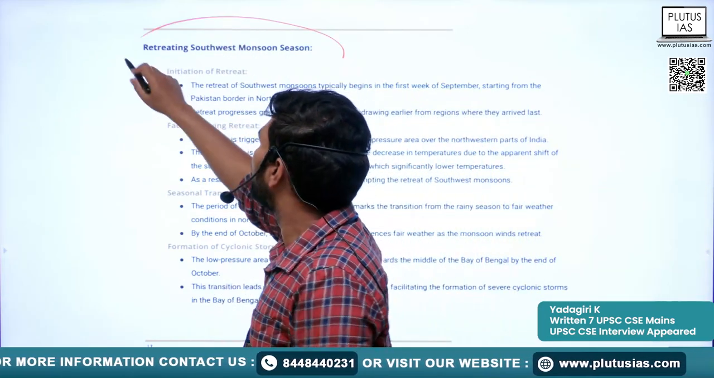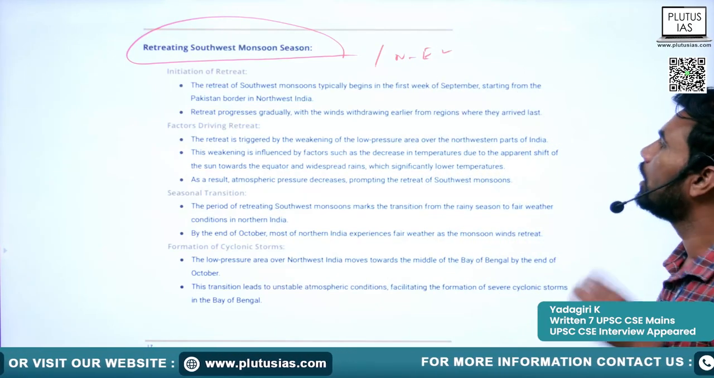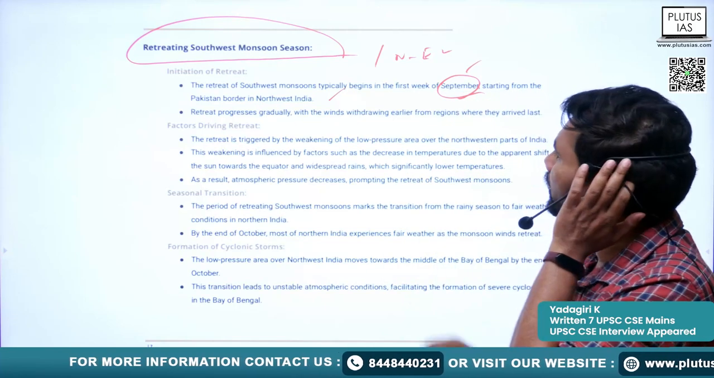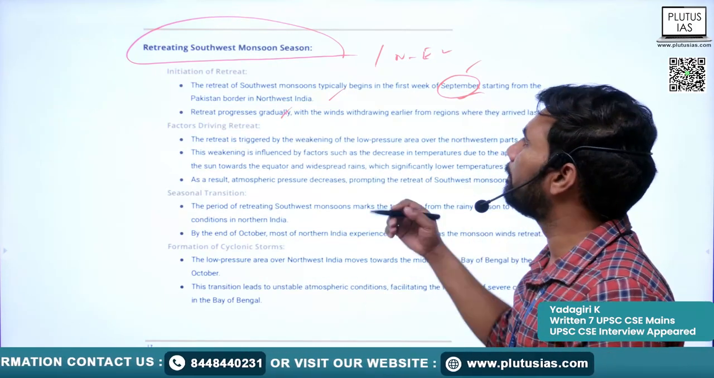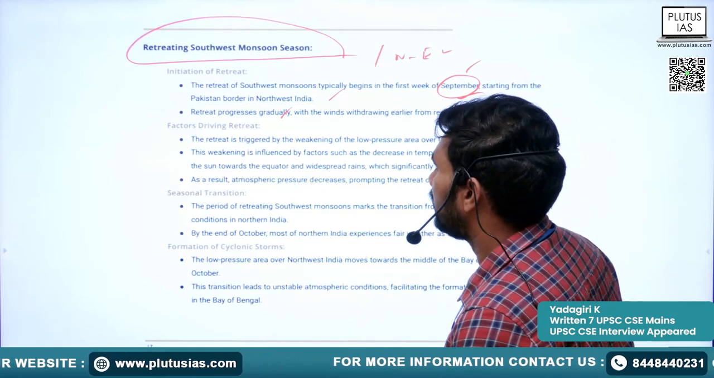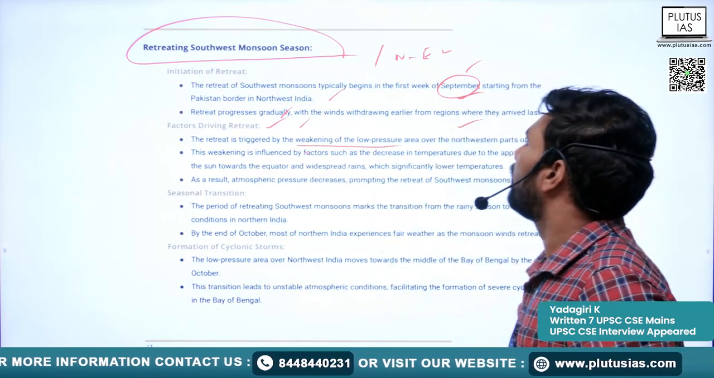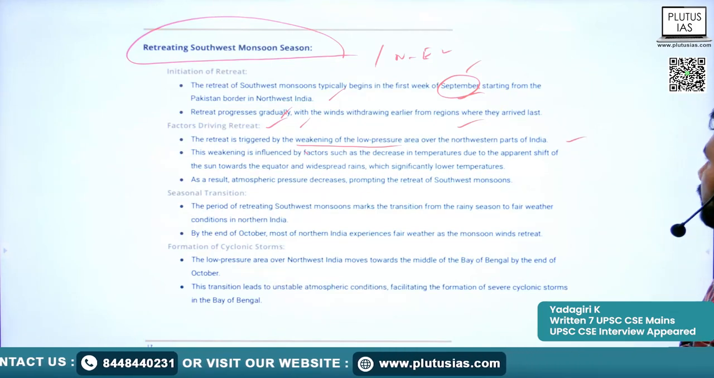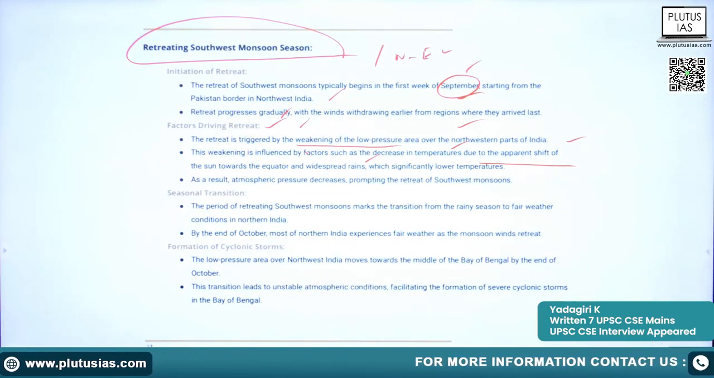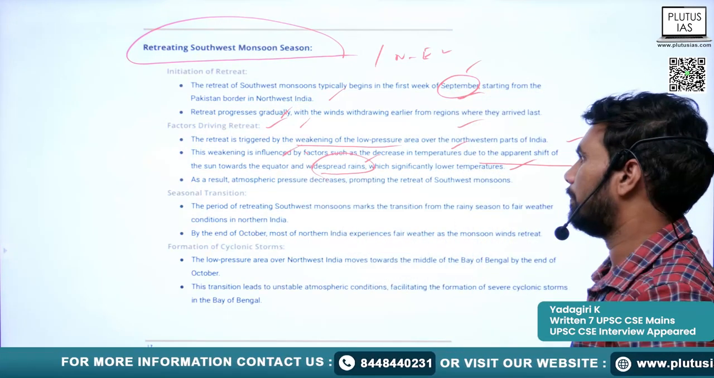Next is the retreating southwest monsoon season, or we also call it the northeast monsoon. It begins in the first week of September, starting from the Pakistan border to the northwest of India. This retreat progresses gradually compared to the southwest monsoon, with the winds withdrawing earlier from the regions where they arrived first. The retreat is triggered by weakening of the low pressure area over the northwestern parts of India. The weakening is influenced by decreasing temperatures due to the apparent shift of the sun towards the equator and widespread rains, which significantly lower the temperatures.